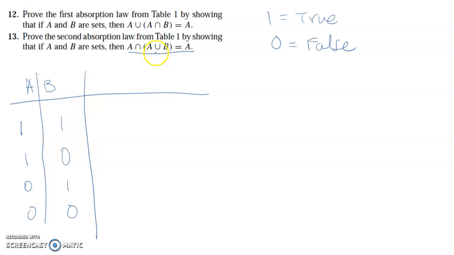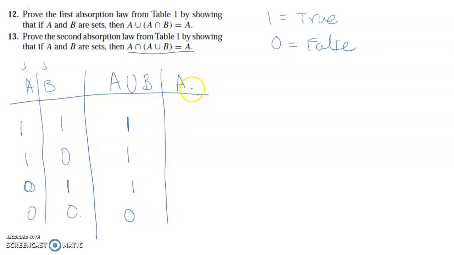Okay, and it seems like I need to do A union B first. So I'm looking at the first two columns, A and B, and I'm taking the union of that. If we go back to chapter 1, union is as long as one of them holds a true value, it's going to take that true. So true and true will take 1. Also true and false will take true. Likewise, false and true will take true, and false and false will take false.